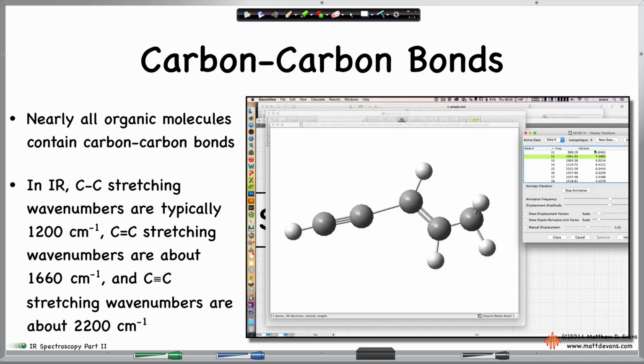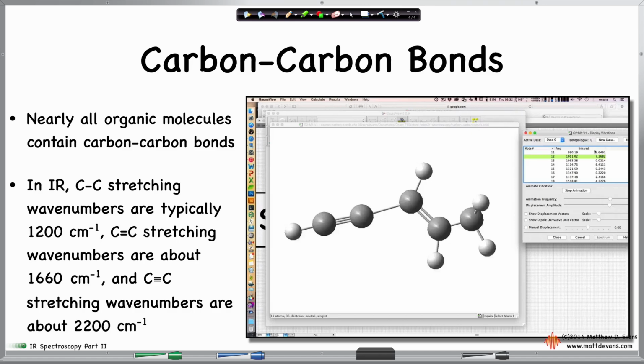We're going to look at bonds one at a time, starting with carbon-carbon bonds. Nearly all organic molecules contain carbon-carbon bonds. The exception would be something like carbon tetrachloride, but pretty much nearly all of them have a carbon-carbon single bond. That's why that absorption, even though you'll find it in an infrared spectrum, really doesn't matter that much. It's not very useful because everything has it.